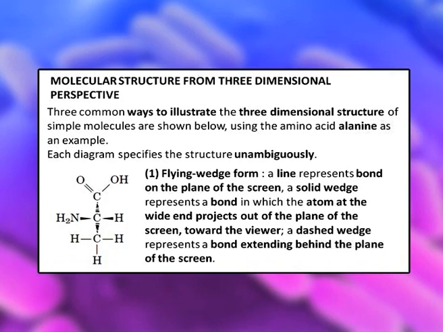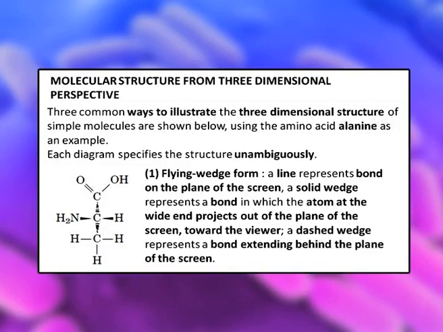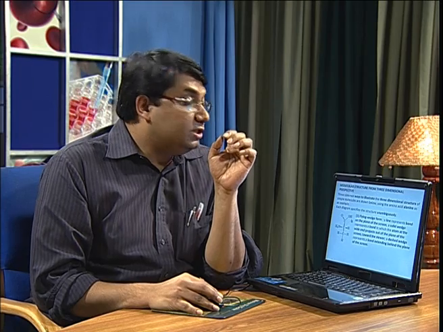There are three common ways to illustrate the three-dimensional structure of simple molecules. Here it is shown using alanine, the amino acid, as an example, and each of these three representations designates the structure unambiguously. First of all, let us consider this flying wedge form. You can see in this structure, these lines represent bonds on the plane of the screen.